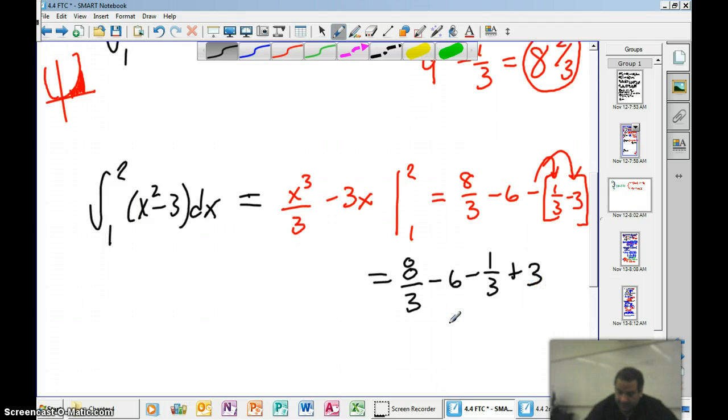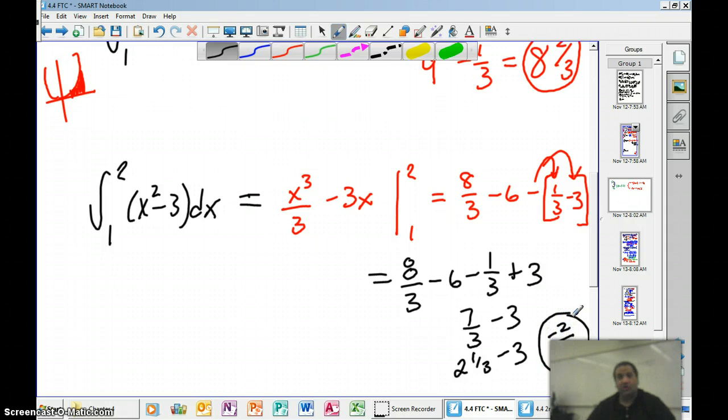So you have to do this non-calculator style. 8/3 minus 1/3 is 7/3, and then it's minus 3. 7/3 is actually 2 1/3, minus 3, and 2 1/3 minus 3 is just negative 2/3.